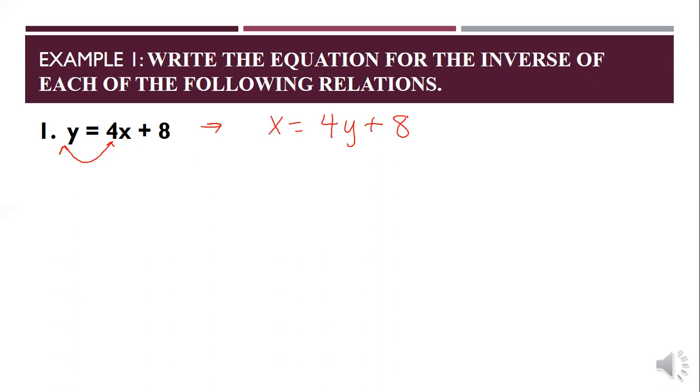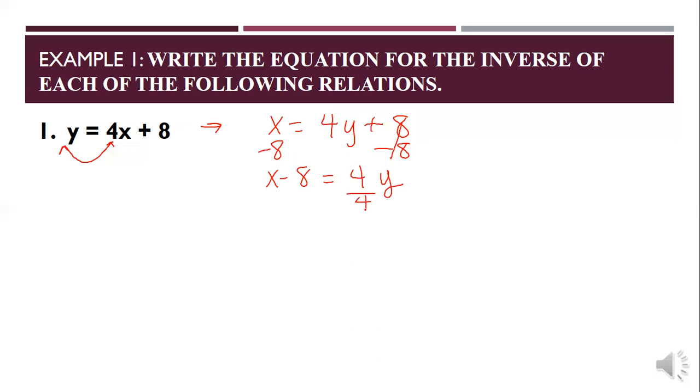Okay. Step 2 tells us to use inverse operations to solve. Inverse operations means that instead of adding, I subtract. Instead of multiplying, I divide, right? And vice versa. So I'm going to subtract 8 from both sides. And that leaves me with x minus 8 equals 4y. I'm going to divide by 4.